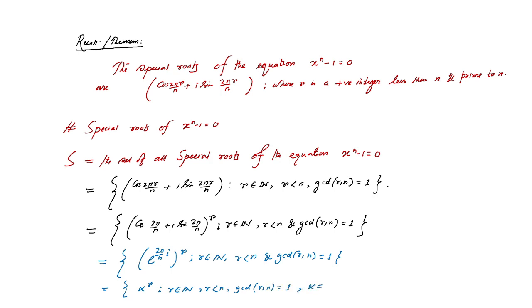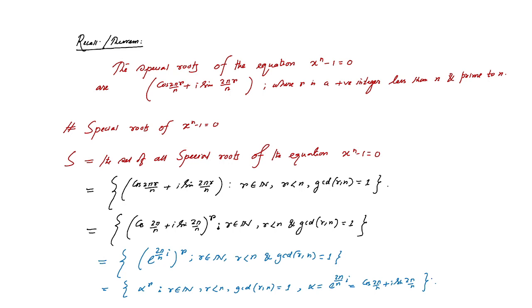And what is alpha? Alpha is e to the power 2 pi by n i. That means cos 2 pi by n plus i sin 2 pi by n. So these are the set of all special roots of the equation x to the power n minus 1 equals 0.